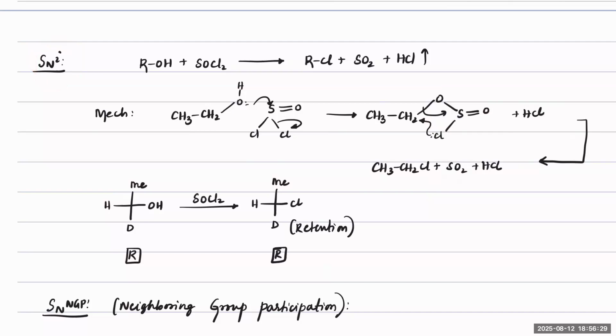Why? Because I have not written any configuration on this, let's say this carbon has R configuration. Since the OH is leaving from the same direction where chlorine is connecting, the configuration is always retention. So if this is R, retention takes place and it will remain R only. This is about the SNi type of reaction. Is that clear?